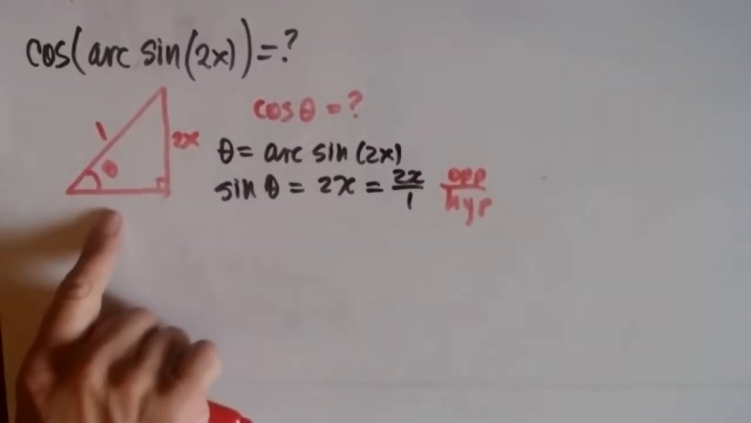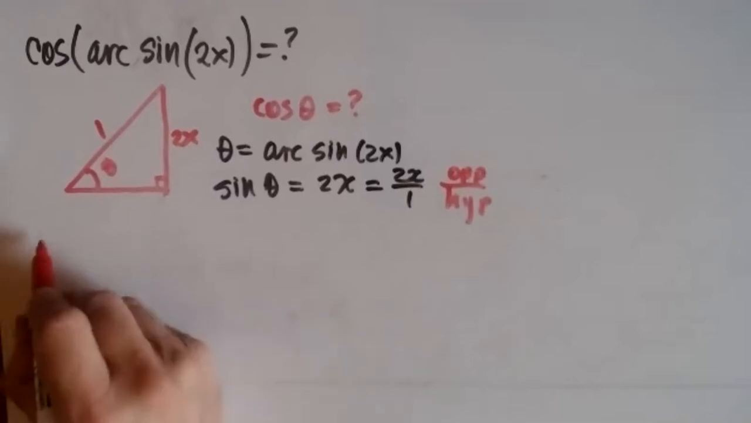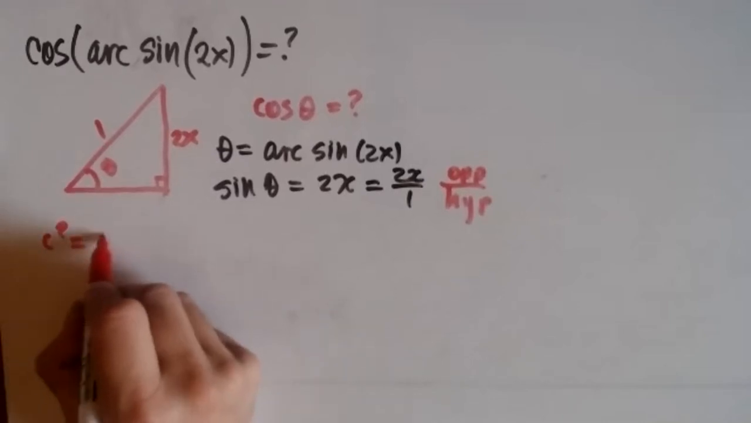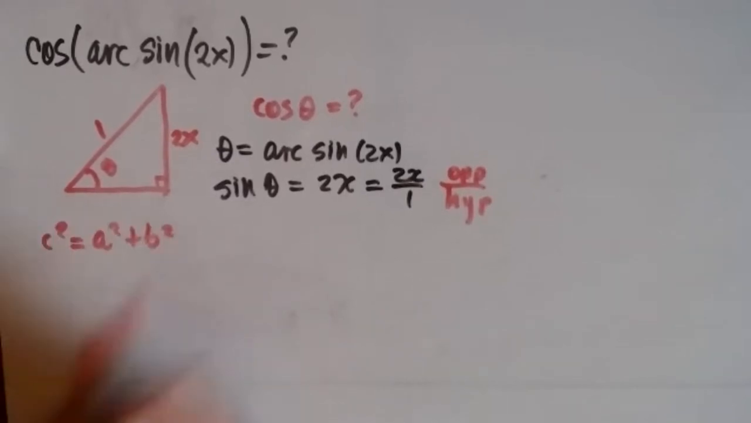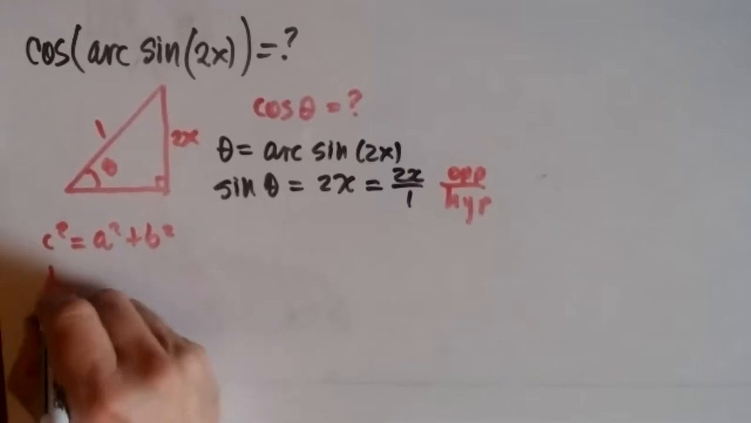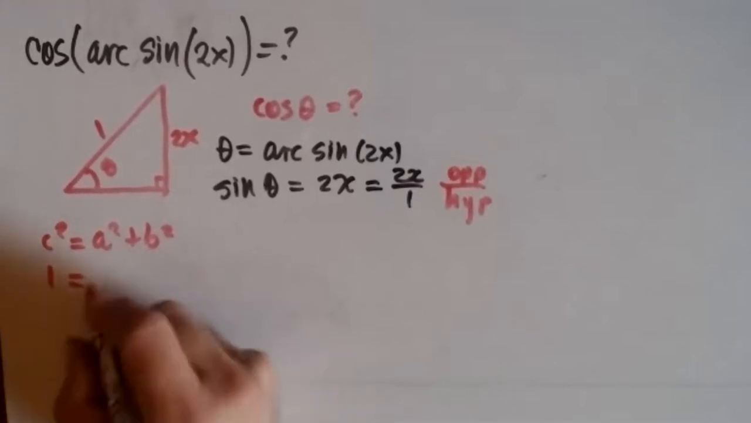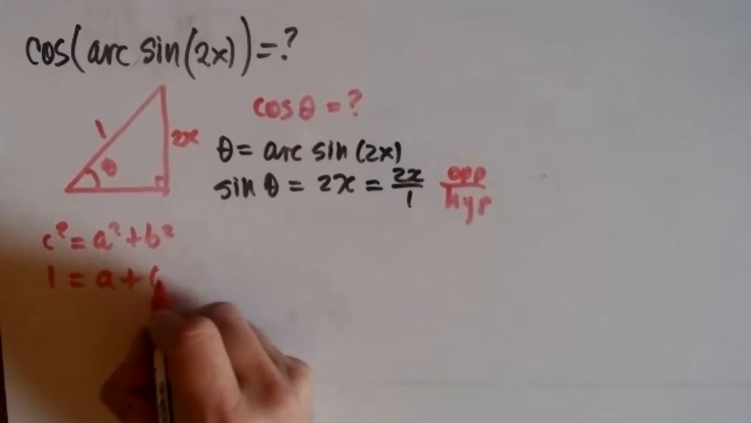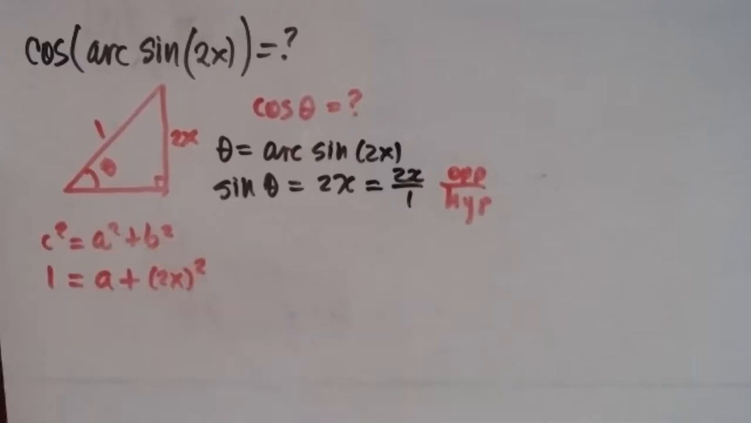Now, I need to find this side. Oh, Pythagorean theorem, c squared equals a squared plus b squared. Now I'm going to put the information I have. This is the hypotenuse, so it's 1. A plus (2x) squared, right? This squared plus this squared equals 1.